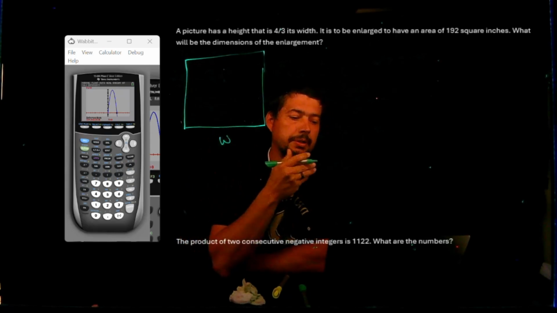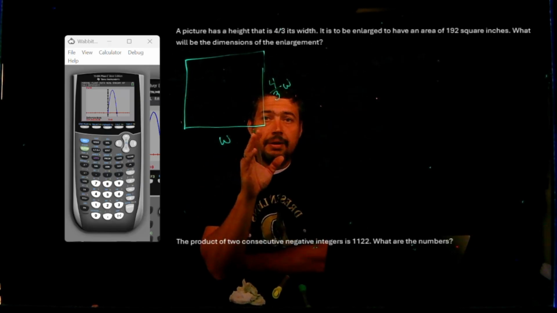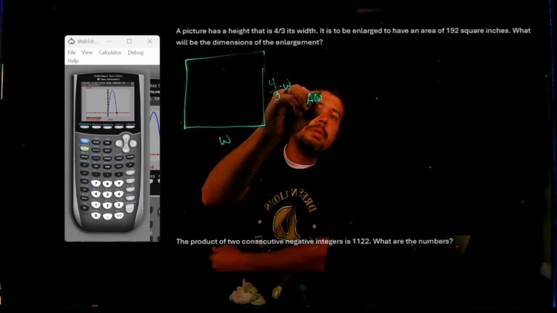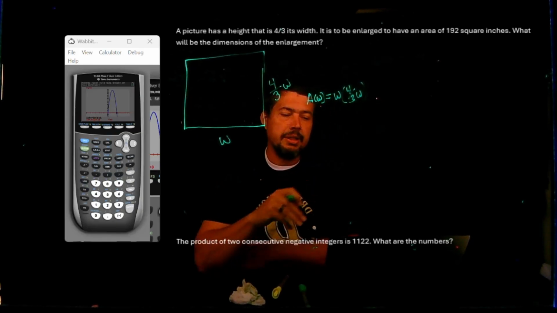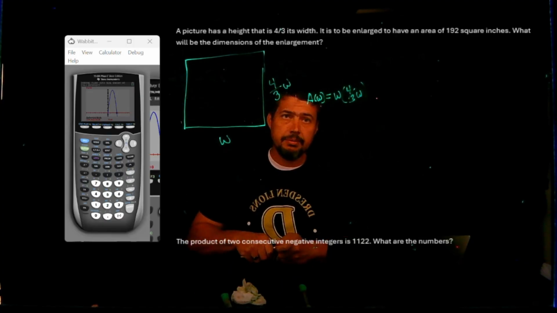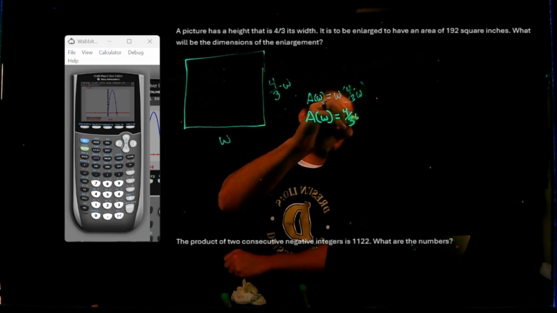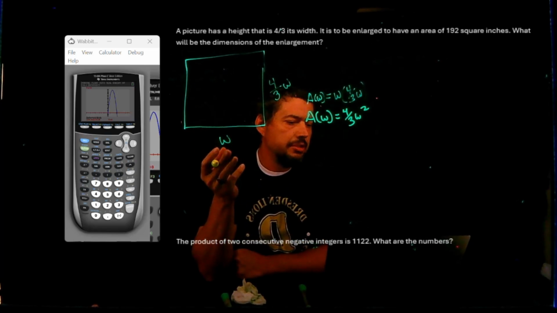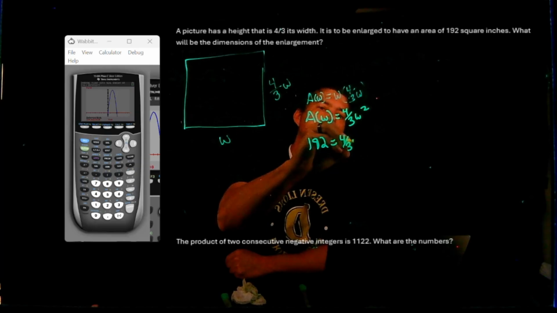So we'll call this its width. And that would make this 4/3 the width. Now I've just drawn a rectangle is all I've done. The area of a rectangle in terms of its width would be W times 4/3 W, and W times 4/3 of W is simply 4/3 W squared. Now, I said this thing is going to be enlarged such that its new area is 192 square inches. So 192 equals 4/3 W squared.